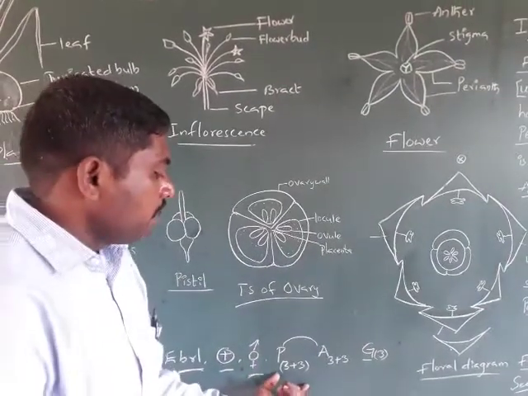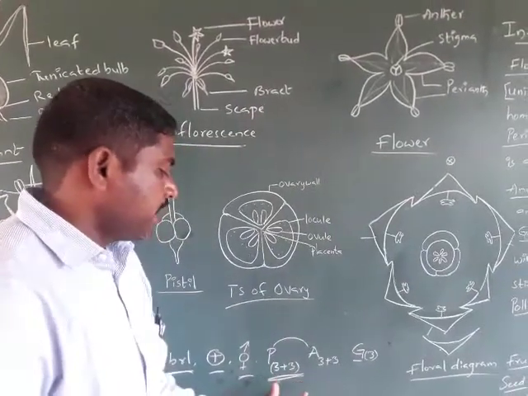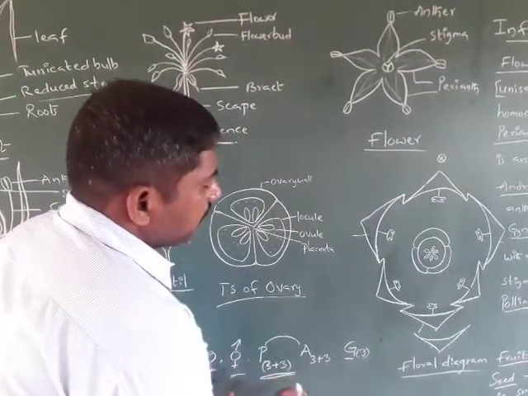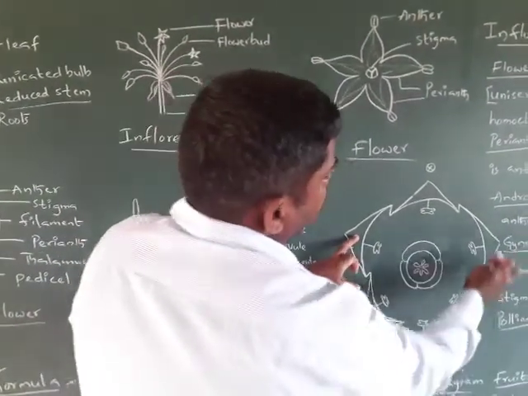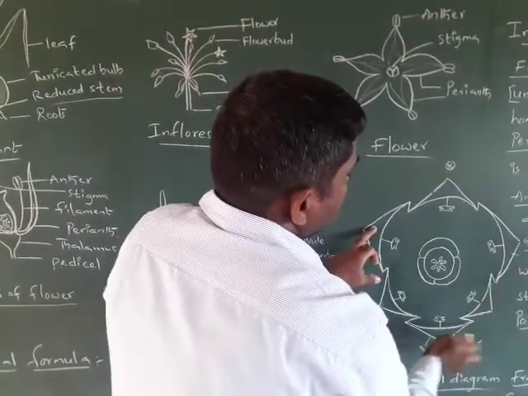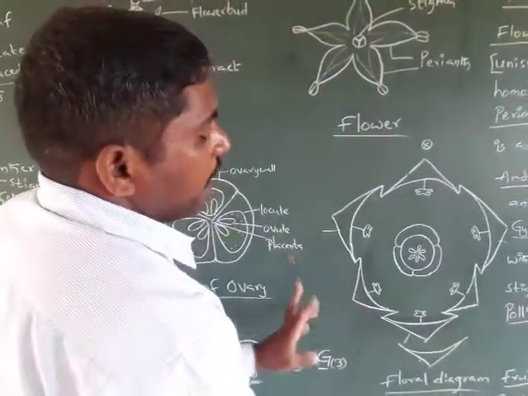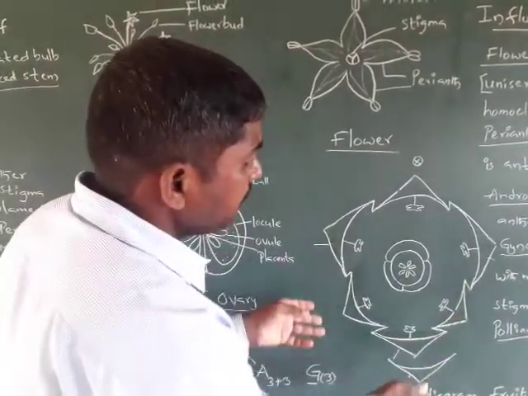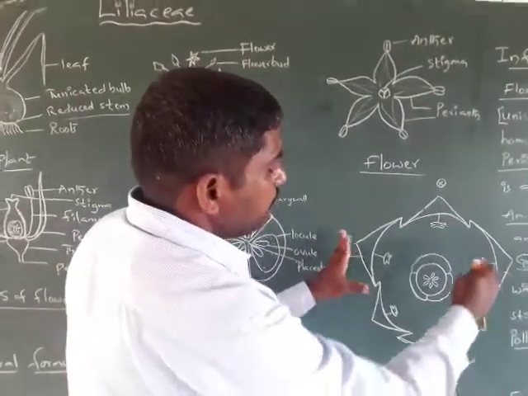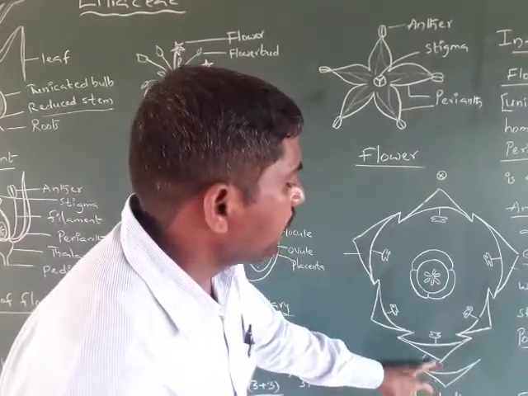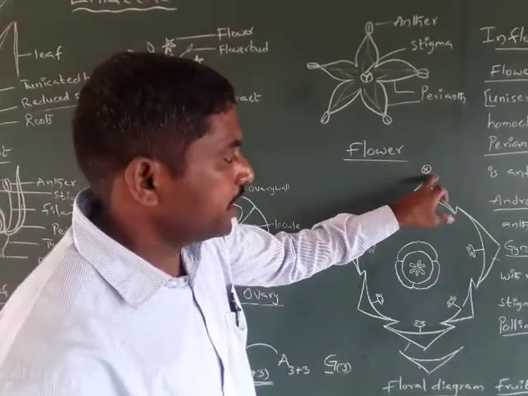Yes. And here the perianth. Perianth is P for perianth. 3 plus 3. Outer one 3 here and inner one 3 here. Here it is the outer one. 1, 2, 3. Outerly 3 perianth is there, and innerly 3 perianth is there. 1, 2, 3. Here it is the inner one. And the odd one in the outer perianth is in the anterior position. The odd one in the inner perianth is in the posterior position.